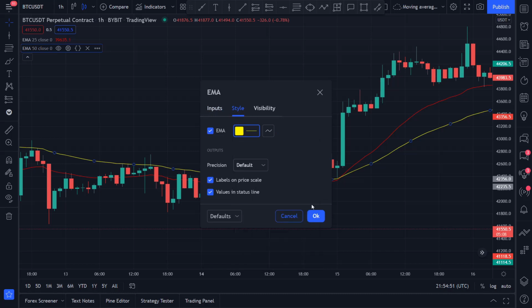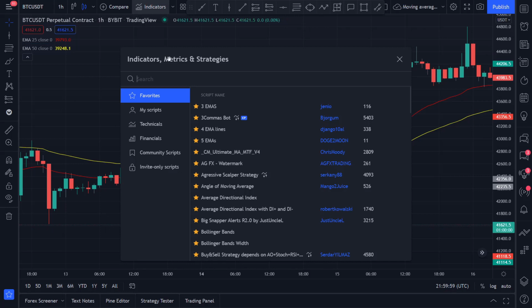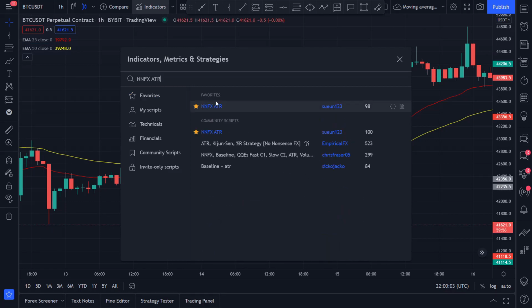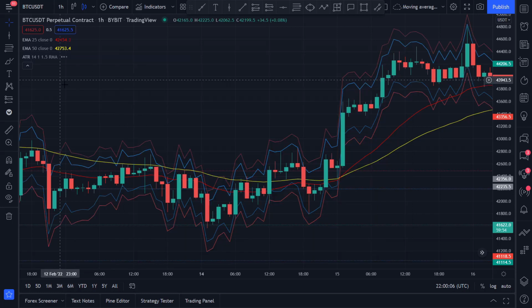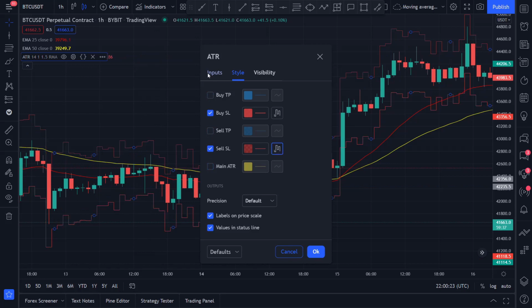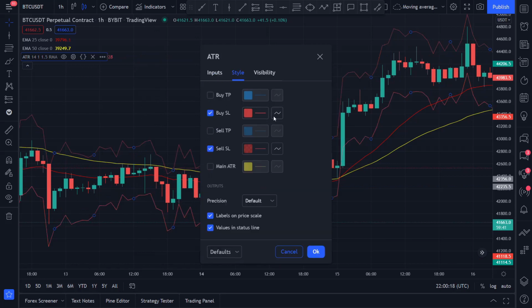We need one more entry and exit level indicator, and if you have been a follower of TradeSmart for a long time, you should be familiar with this one. We are going to use the NNFX ATR indicator. Once you have it on your chart, go to the settings and untick every line except the stop loss levels. Set the stop loss line value to 2 and set its line side to step line. If you've done that correctly, your chart should look something like this.